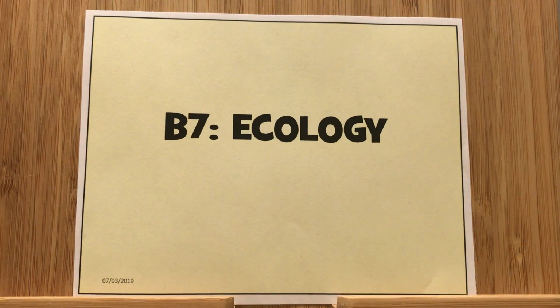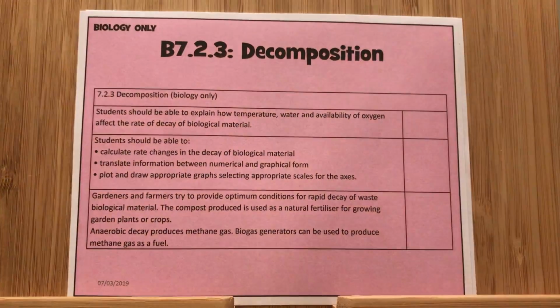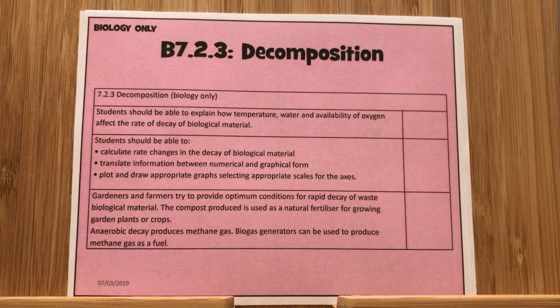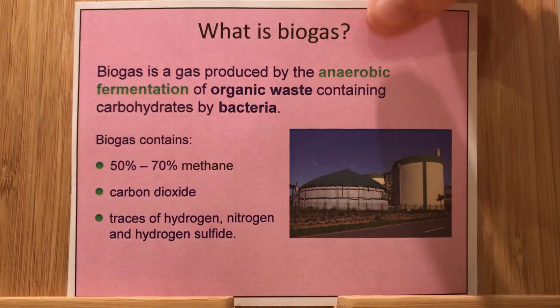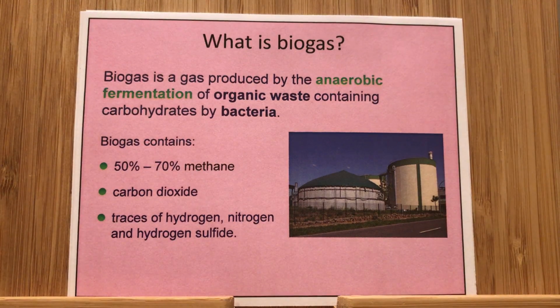This is a B7 ecology video looking at decomposition, so it's triple content, and we're looking at anaerobic decomposition. First of all, to introduce ourselves to that, we're going to talk about what is a biogas. Biogas is mainly methane, some carbon dioxide, traces of hydrogen, nitrogen and hydrogen sulfide. The important thing to know is that we make biogas to get the methane, and that's what comes out of the gas taps in the lab.